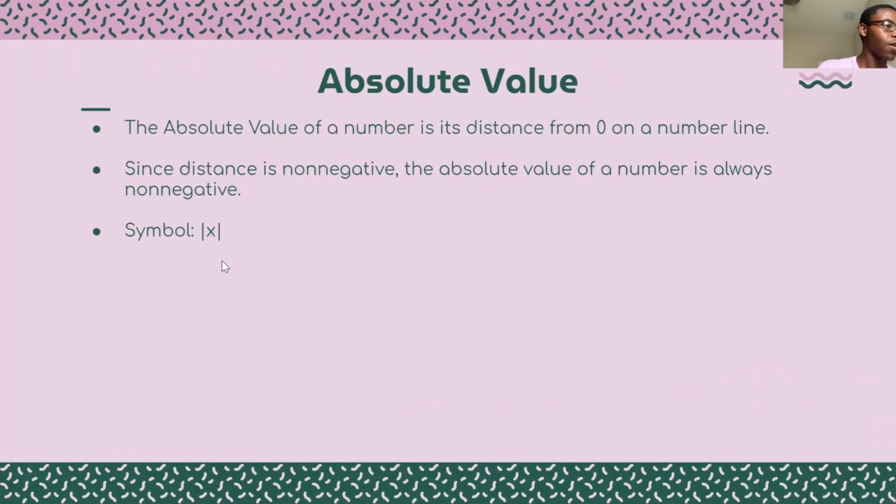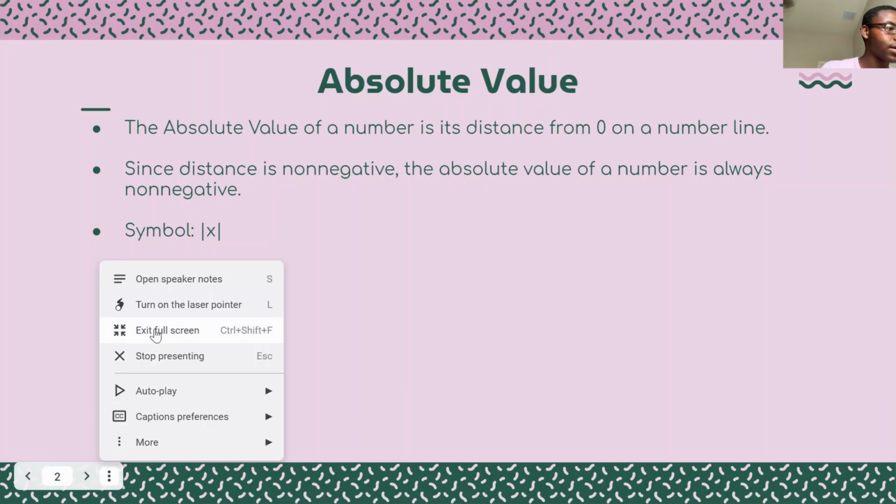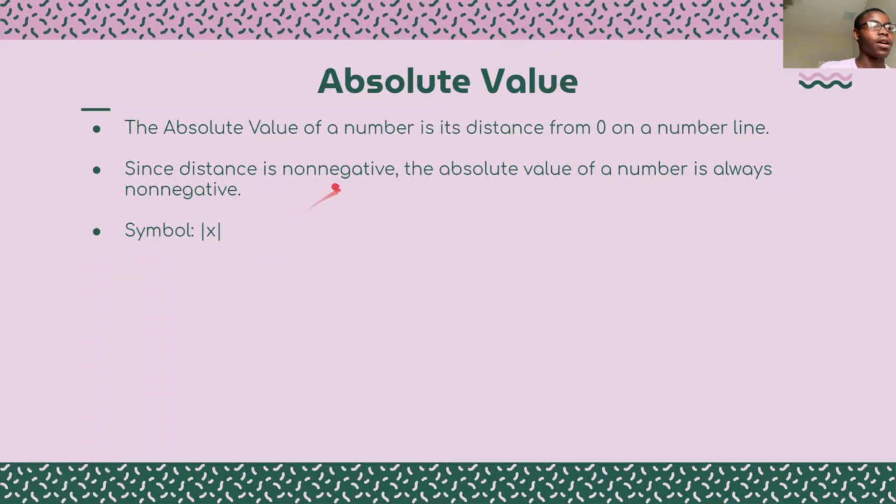So let me start off with the meaning of absolute value. Absolute value is basically the distance from 0 on a number line, which means that the absolute value of a number is always non-negative, or positive, or 0, right? That's because distance can't be a negative number. So the absolute value of a number is always a positive number or 0.